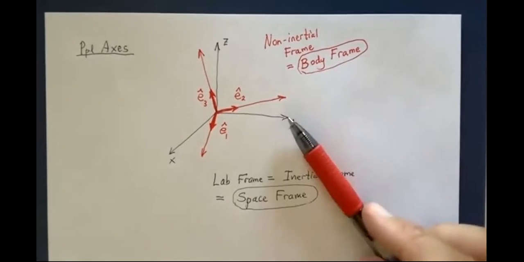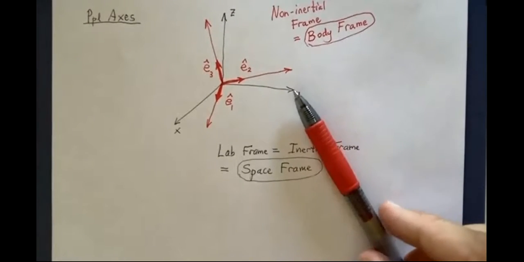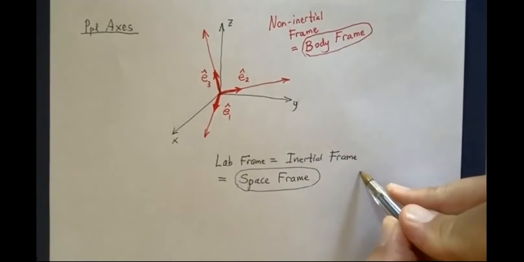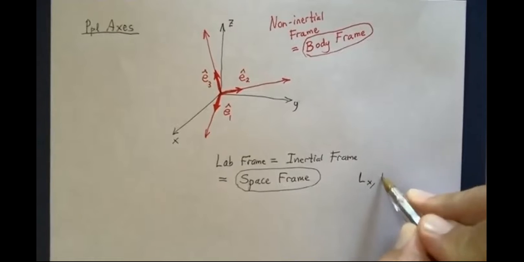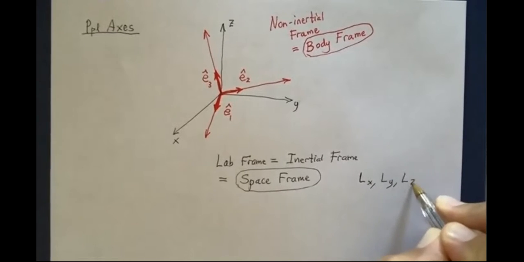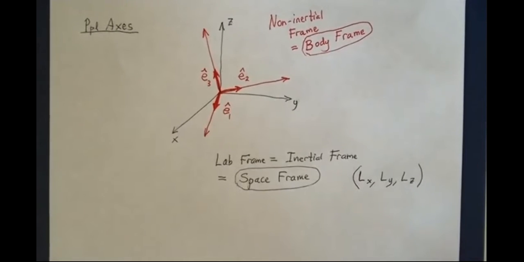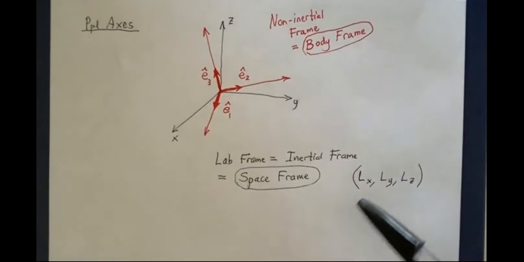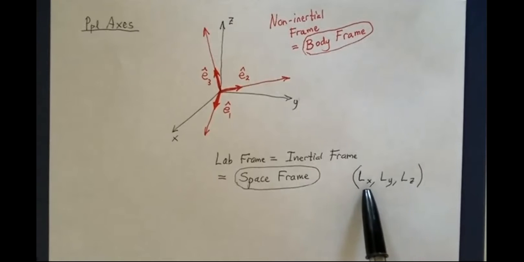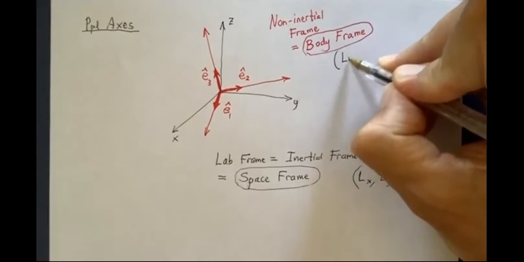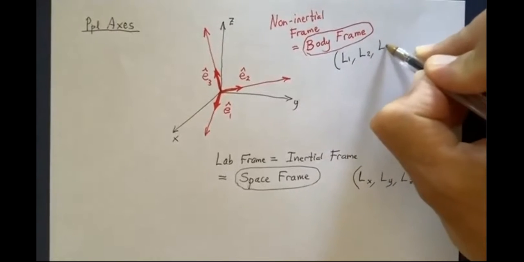Okay, so the crucial thing now is we're going to talk about the angular momentum relative to the body frame. Okay, so here's the angular momentum, Lx, Ly, Lz. Okay, that means you have an angular momentum vector, and you read off the components relative to these black axes, the x-axis, y-axis, z-axis. So in the body frame, we're going to talk about L1, L2, L3.